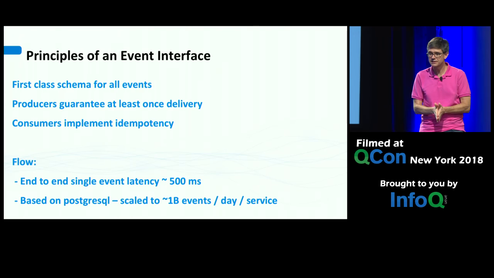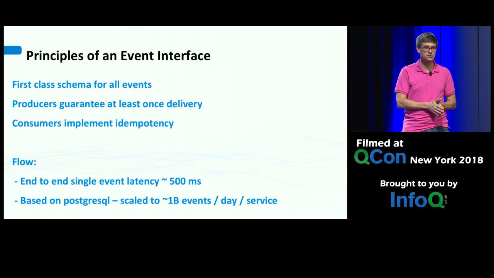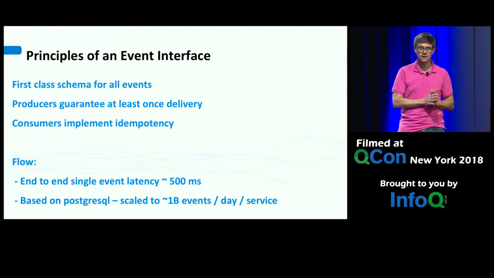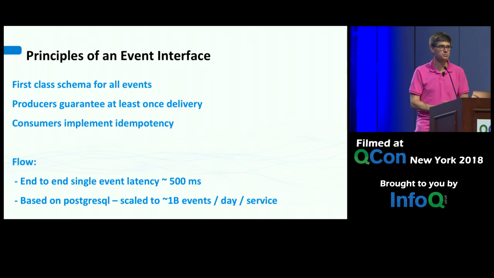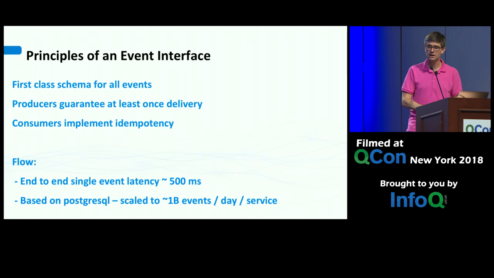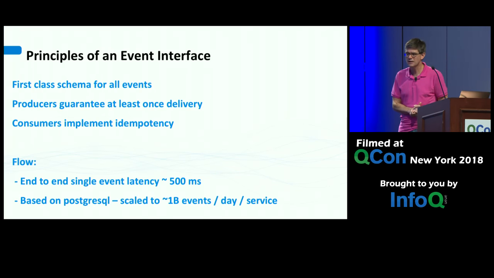All of our producers guarantee at least once delivery. All of our consumers must assume multi-deliveries and therefore have to implement idempotency, right? So those are the semantics we chose. I think today quite common. It works, puts a little bit more emphasis on the consumers to make sure that they implement idempotency, but keeps the system quite reliable. And just a few metrics.